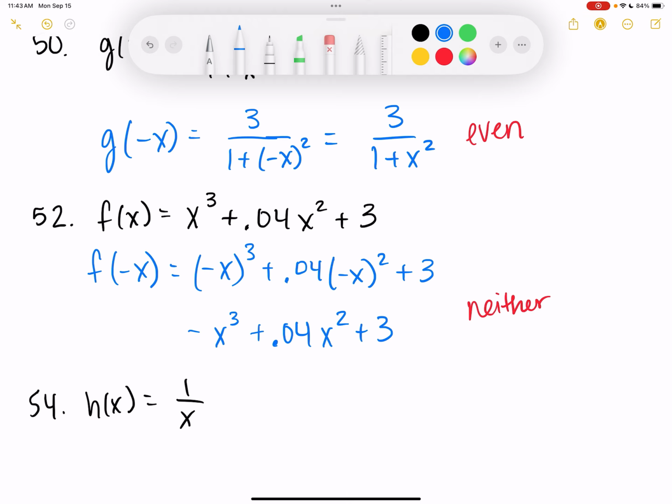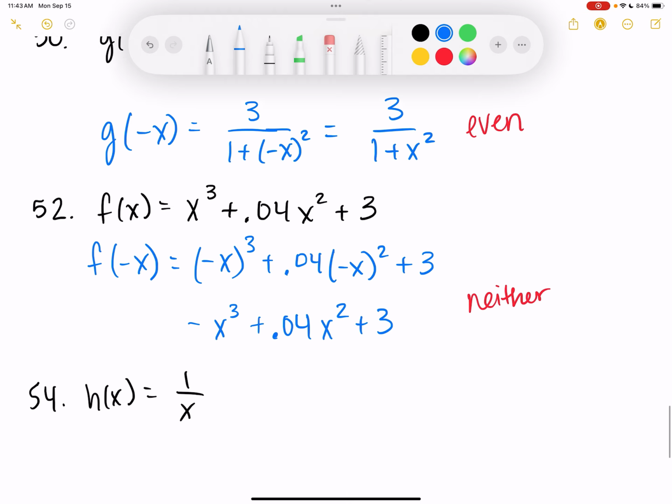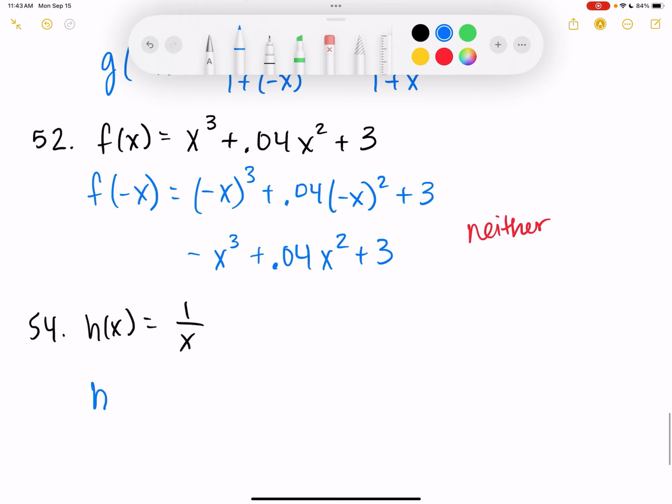If it's y equals mx plus b, that's not mx plus b. The x is in the denominator. If we plug in negative x, I get 1 over negative x, which is the same as negative 1 over x. My whole function has become negative, meaning this has to be odd.